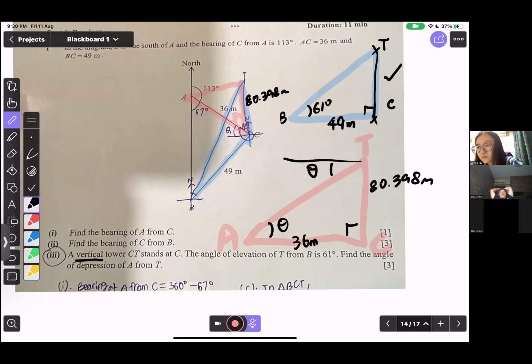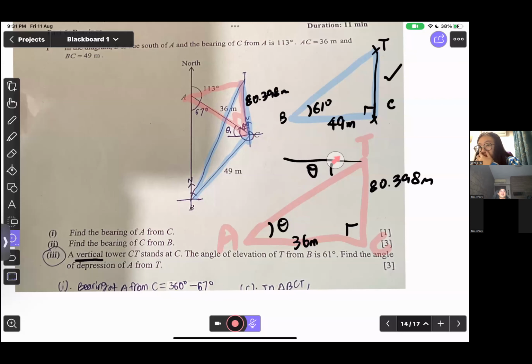Wait, sorry. This is the angle of depression of A from T. This is what the question wants. The angle of depression of A from T, right? This angle is the same as this angle. Can you see? This angle is the same as this angle, because of alternate angles. So the angle of depression of A from T is the same as the angle of elevation of T from A.